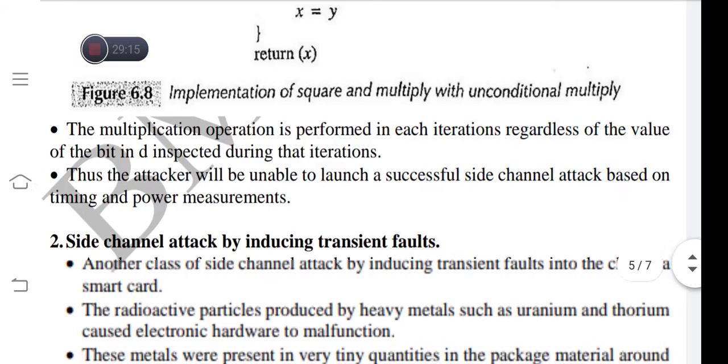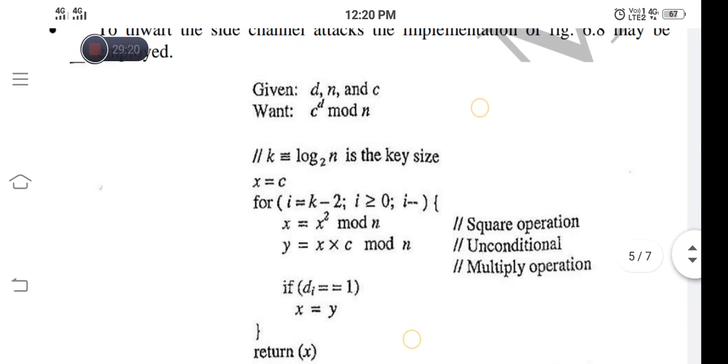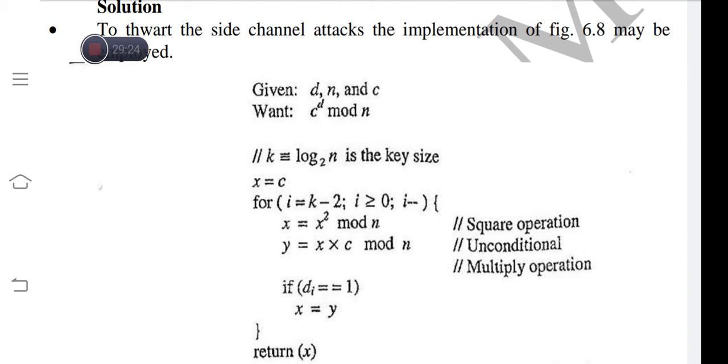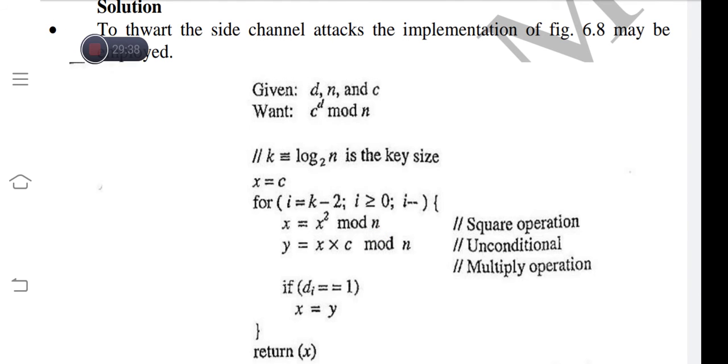So now another method to avoid that type of disadvantage is within the for loop. Now we have the square and multiply operation, and the multiply operation is unconditional. Before it was conditional, now it is an unconditional multiply operation. We have both square and unconditional multiply operation in the for loop only.